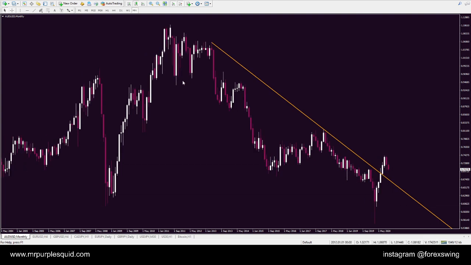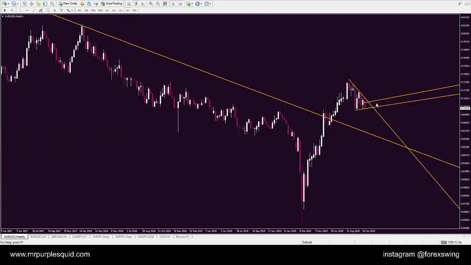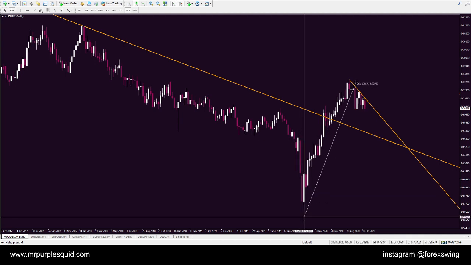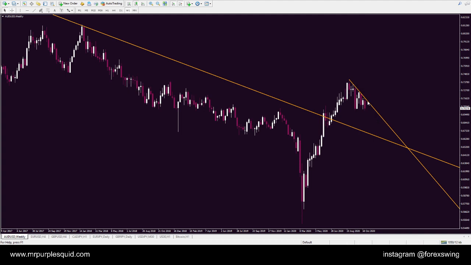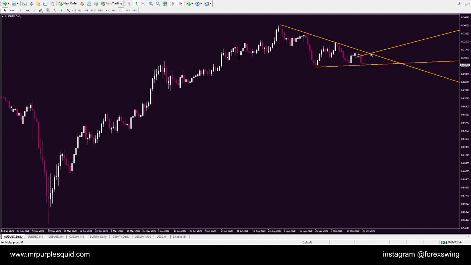All right. So let's go on the weekly, see it a little bit closer, with this trend line and this one. So here we have a bullish push and a bearish move. I guess we can remove this trend line. To the daily. So daily.